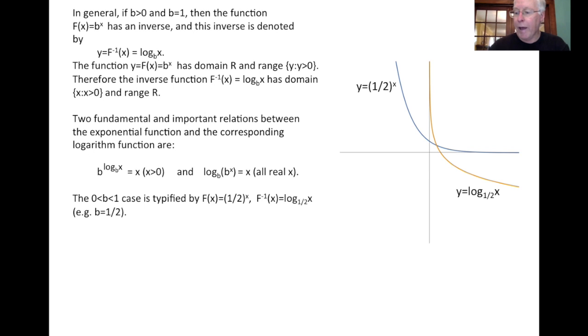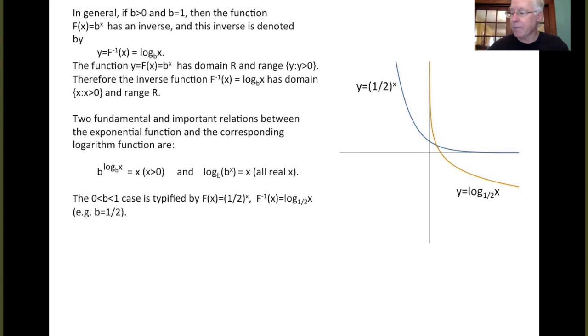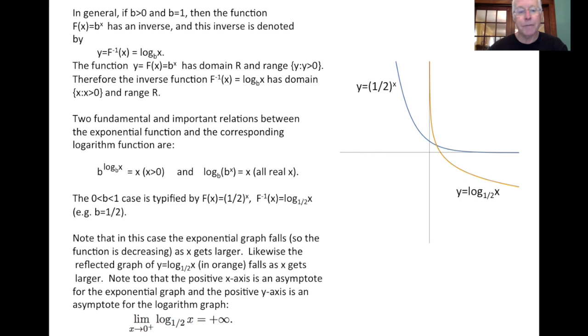As you raise 1/2 to a large power, you're going to get small numbers. And so that's why this thing dies off as x gets large. In fact, we have an asymptote here in the positive infinity direction. So this exponential is a decreasing function. And when we do the reflection about the line y equals x, we get the orange graph, which is the inverse function, or log base 1/2 of x. Okay.